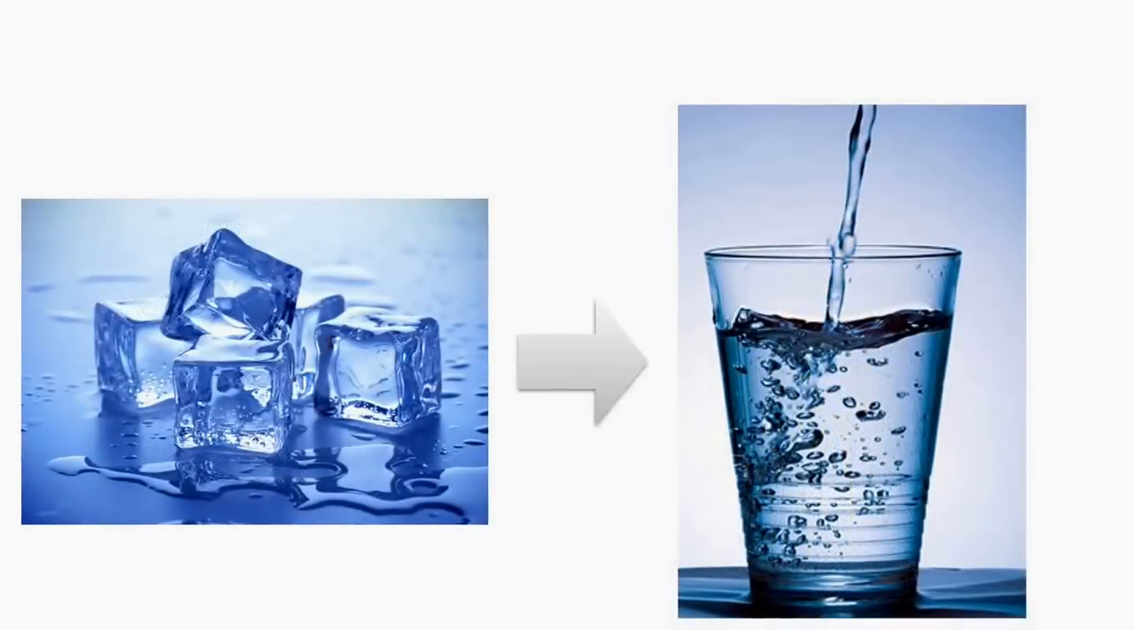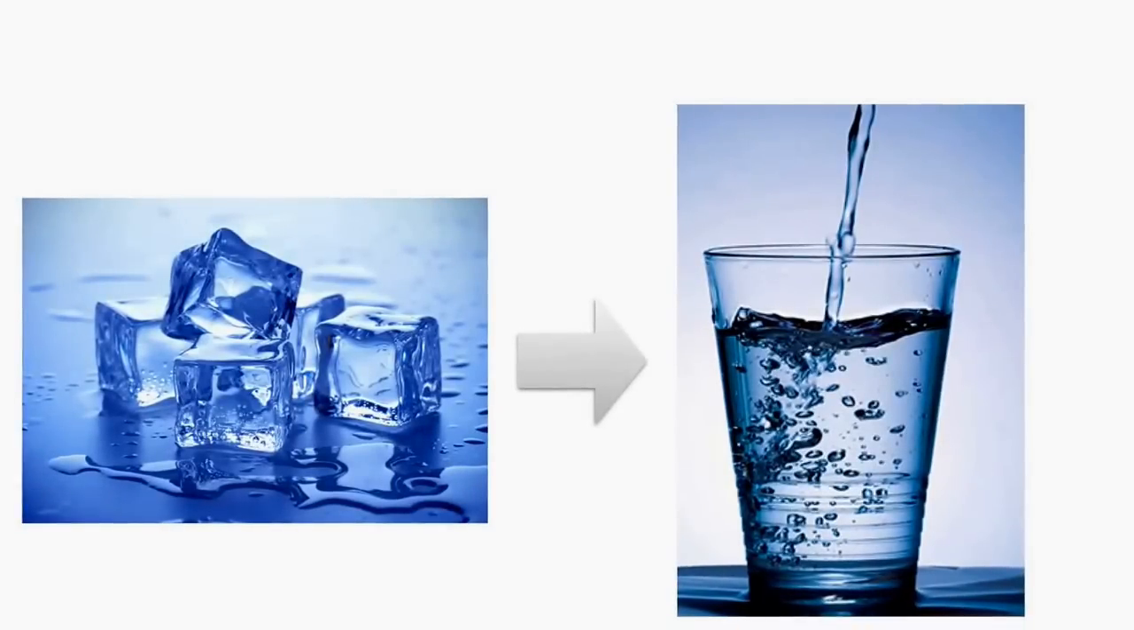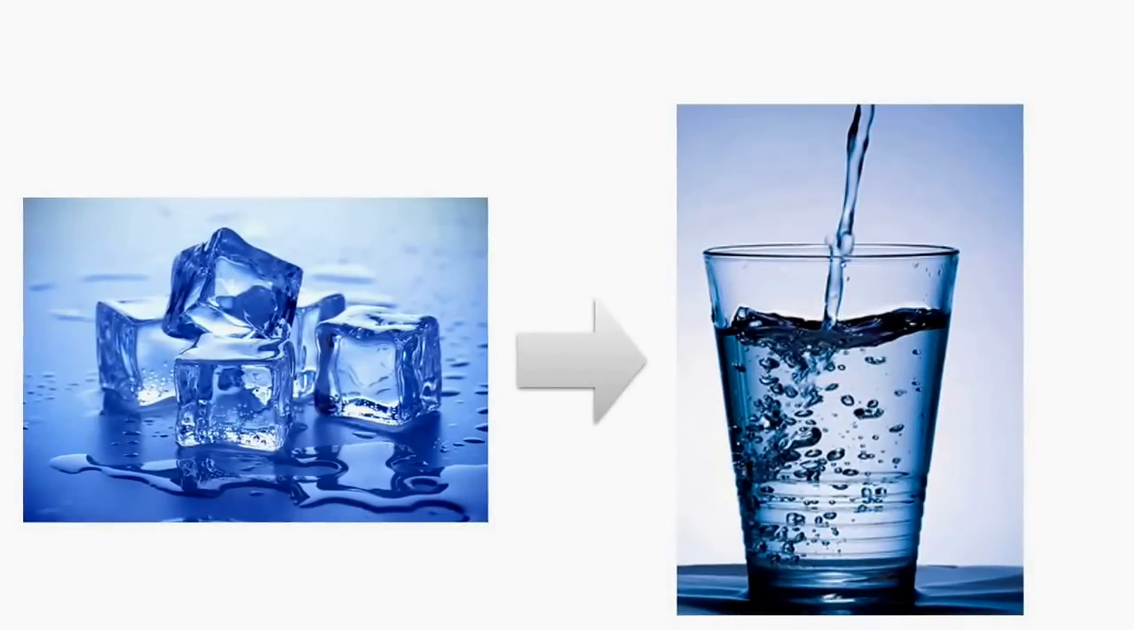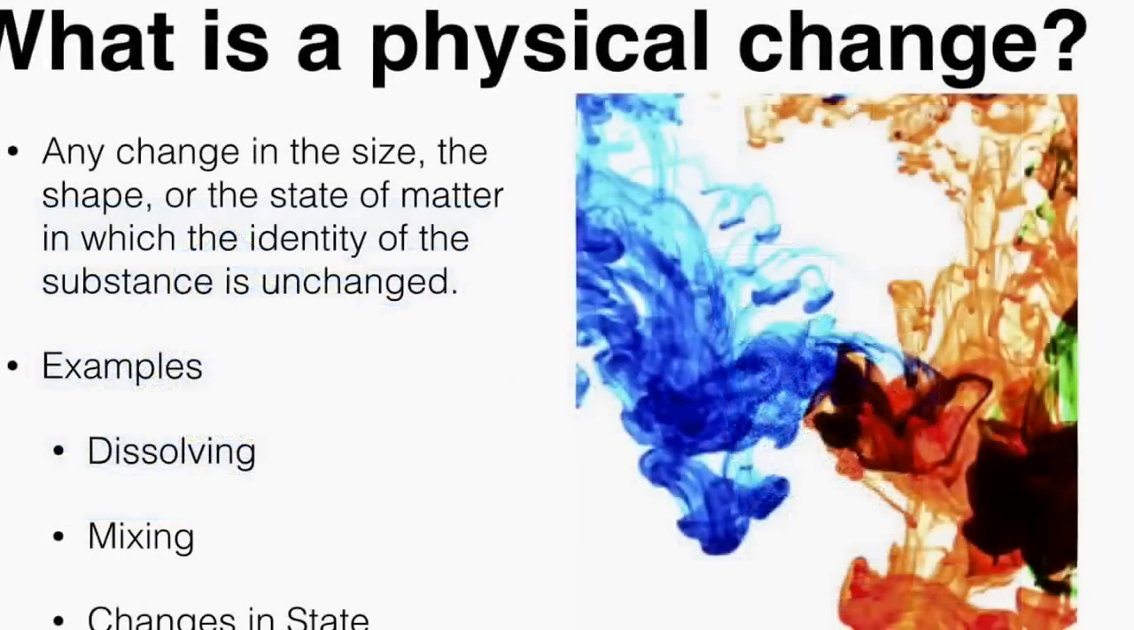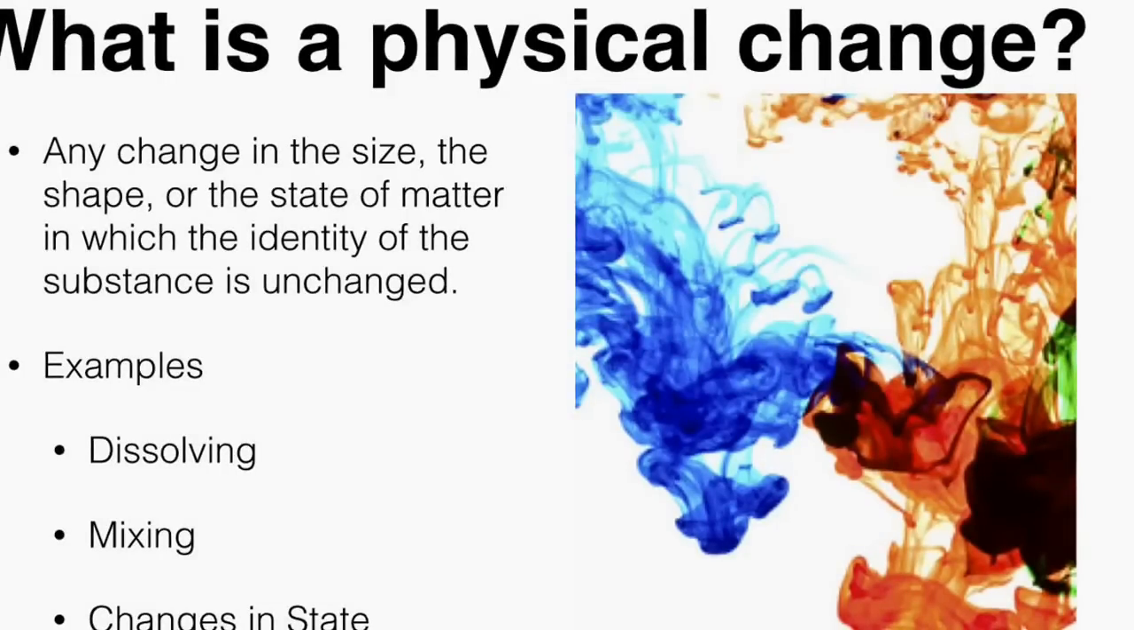We observe matter. Much of the time we realize matter is changing or has the ability to change. Here is an example of ice changing into liquid water. Because it's still water, this is what we consider a physical change. So what is a physical change? Any change in the size, the shape, or the state of matter in which the identity of the substance is unchanged. Often these changes are reversible. Consider the water. We can freeze it back into ice pretty easily.